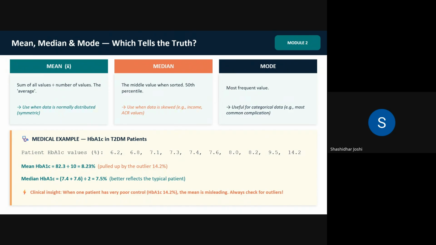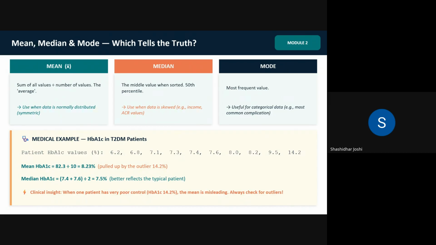Now, mode: I haven't seen mode used in clinical trials or clinical healthcare research, but it could be possible that you have to use mode in some situations.